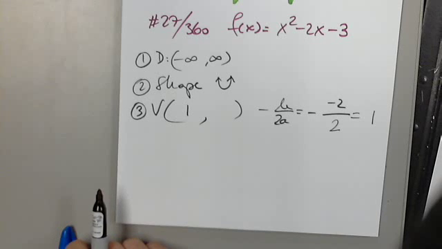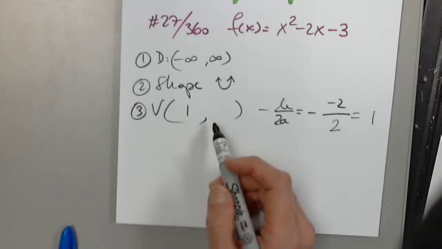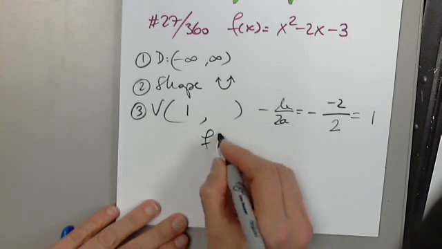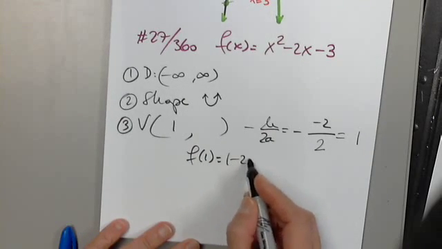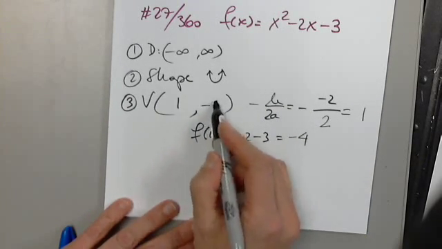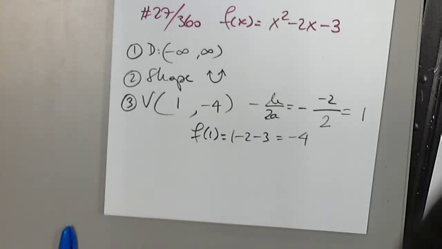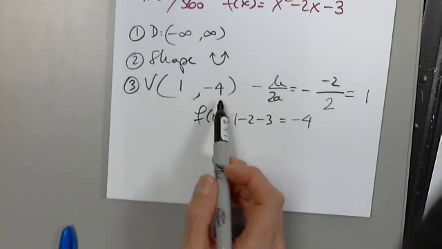Is that okay? Good. How do I determine the y-coordinate of the vertex? Very good. Indeed. f of 1. So 1 minus 2 minus 3. Agreed? So the vertex is (1, -4).